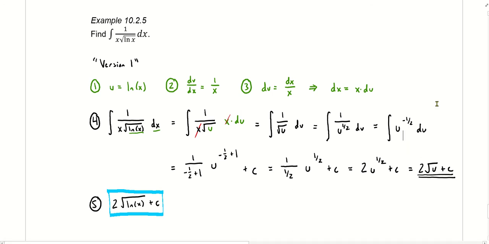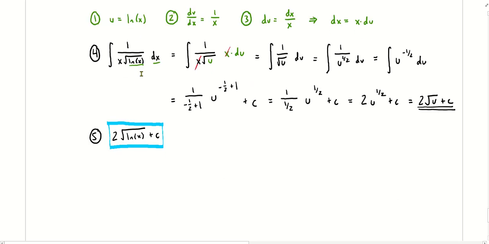But maybe you looked at this and you said, okay, I didn't pick the natural log of x. I picked the square root of the natural log of x, that whole thing as u. Does that work? Well, let's check. So version 2, we're going to do this whole thing again. But now, instead of our u being the natural log of x, let's pick the square root of the natural log of x as our u and see if that works. So this is the same thing as the natural log of x raised to the 1/2.